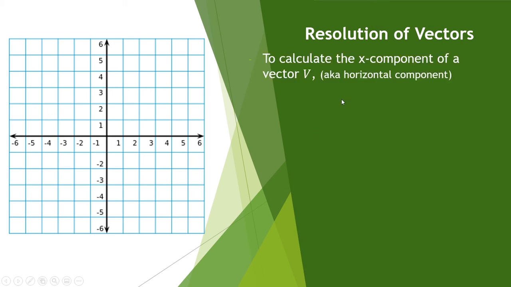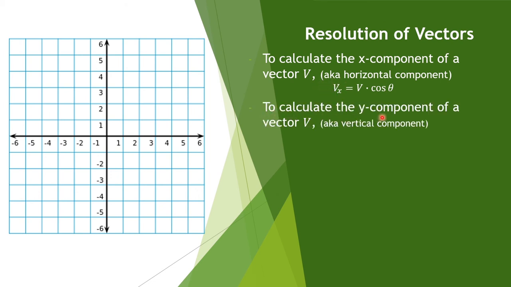Resolution of vectors. To calculate the x component of a vector v, also known as the horizontal component, take the magnitude of your vector and multiply it by cosine theta, the angle that it makes with the x-axis. That will be the x component of your vector.